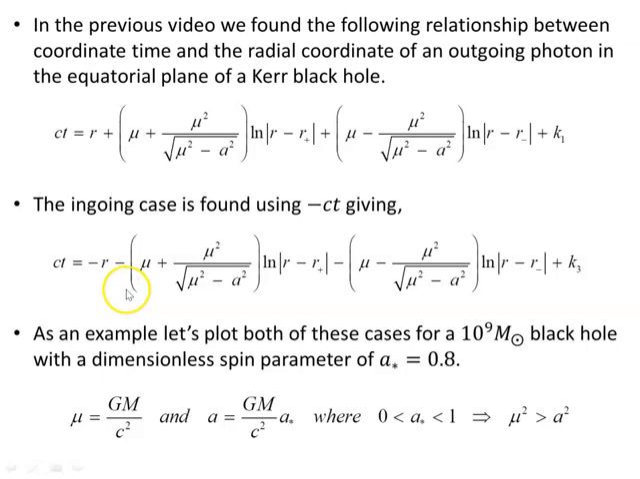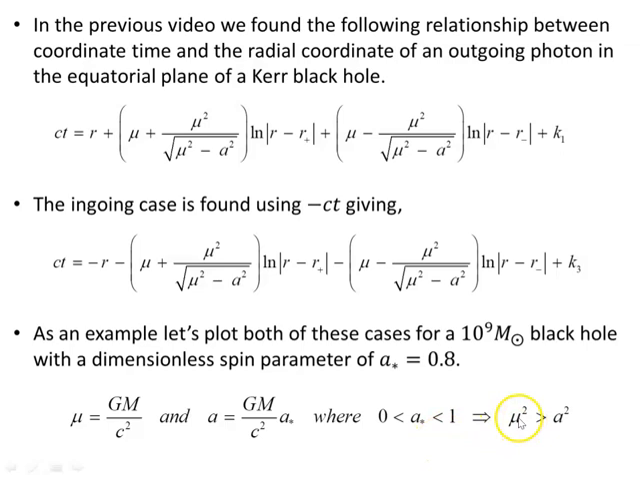Now, as an example, let's plot both of these cases, ingoing and outgoing, for a 1 billion solar mass black hole with a dimensionless spin parameter a* of 0.8. Just to remind ourselves, mu is GM on c squared, the gravitational constant times the mass of the black hole over the speed of light squared, and the spin parameter a is GM on c squared times a*. a* is a dimensionless spin parameter. It varies between 0 and 1.